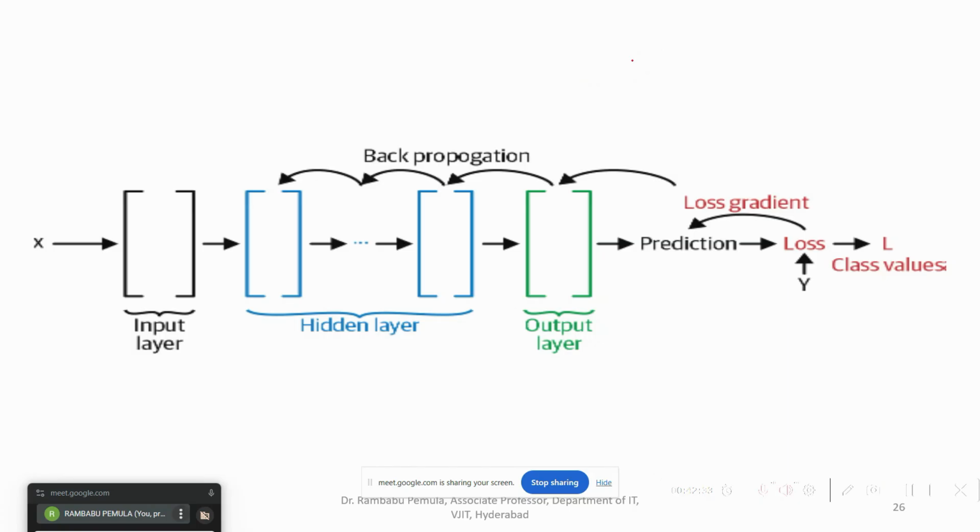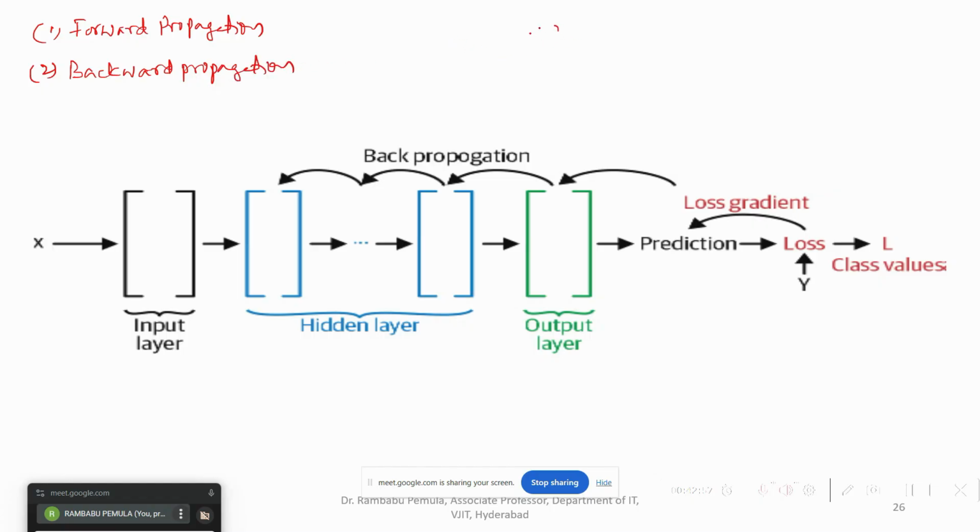So for example, there are two things in artificial neural networks. The first is called forward propagation, and the second one is called backward propagation. What do you mean by forward propagation?